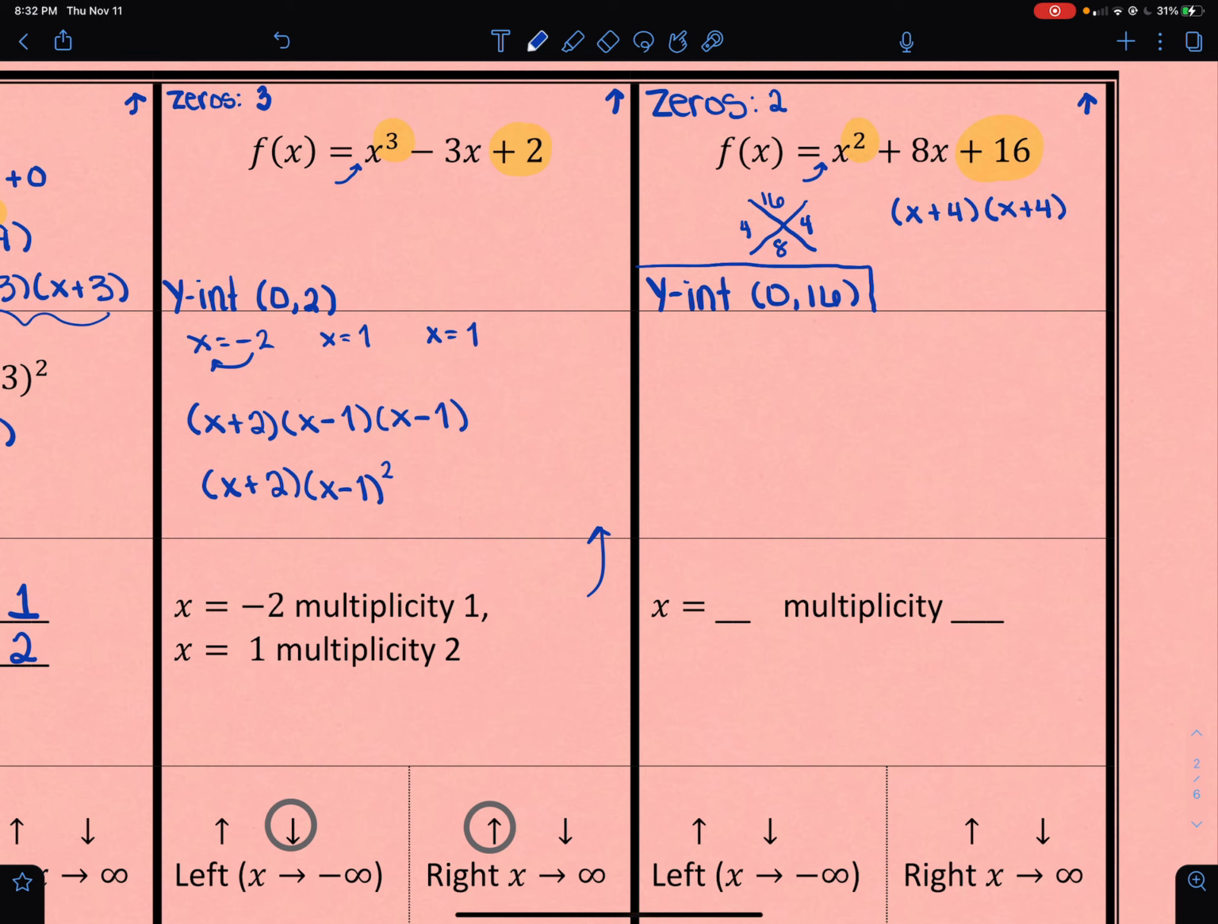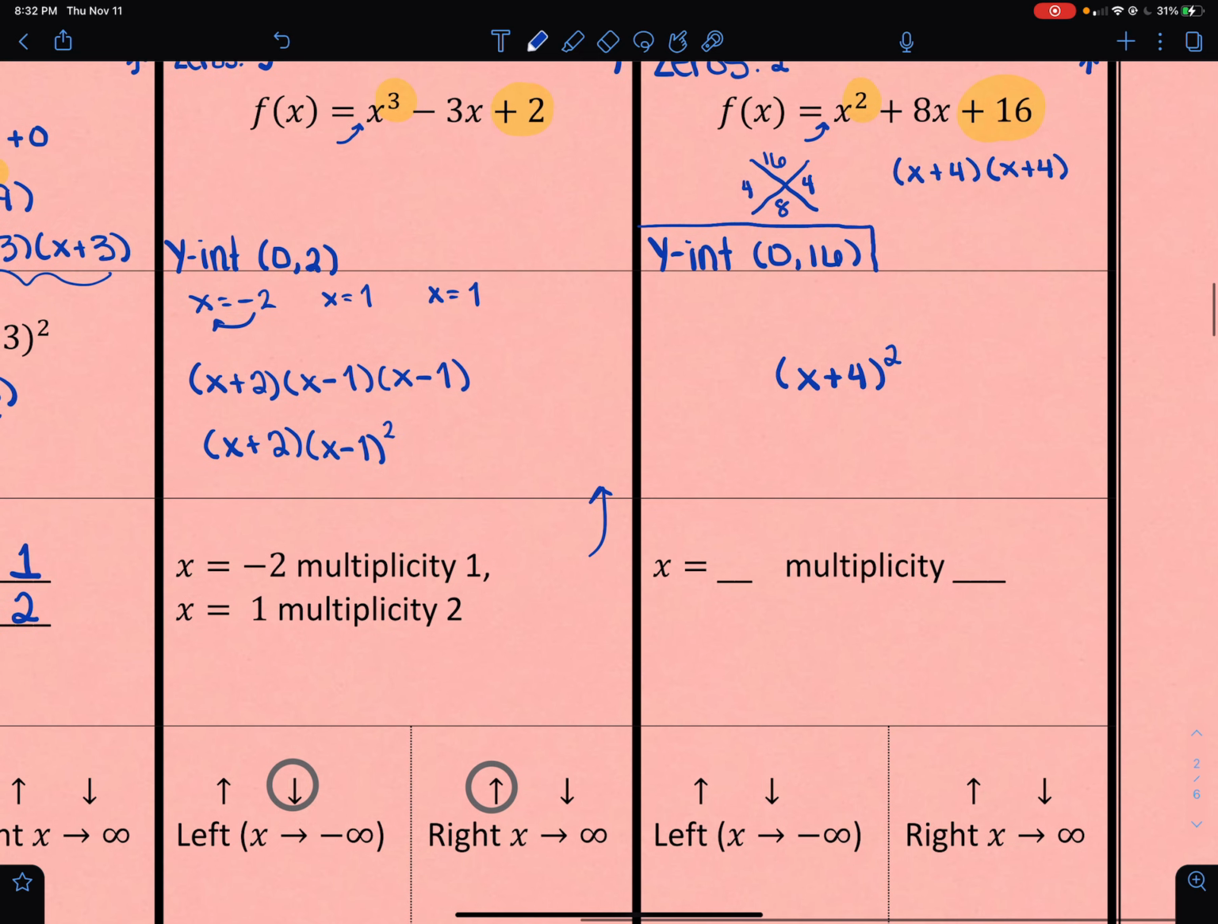Okay. Two copies of x plus 4 gives me (x plus 4) squared. Okay, so that is our factored form there. Now, to find the multiplicity, what does x equal? Well, if I have x plus 4 and I set it equal to 0, then what I find is that x actually equals negative 4.